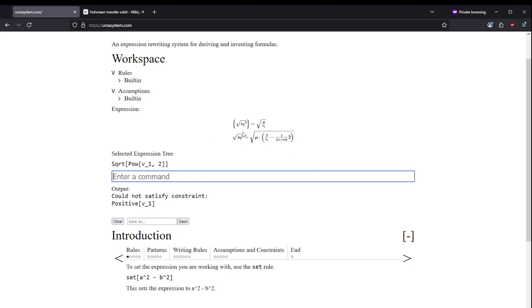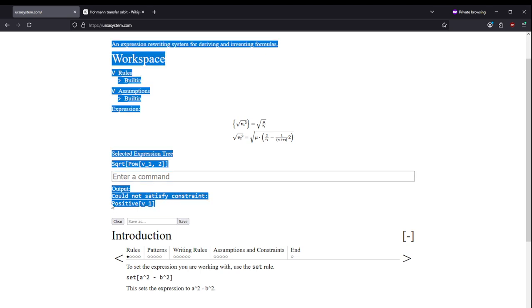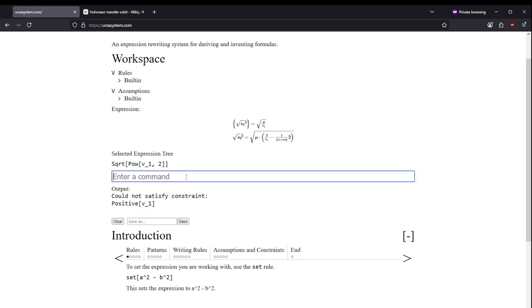Really what this rule should do right now is replace this with plus or minus v1. That's not implemented yet. The only thing that square root elim does right now is replace the square root of a positive number squared with just that positive number. And it says it could not satisfy positive v1. So we need to basically tell Ursa that v1 is positive, and we do that by saying assume positive v1.